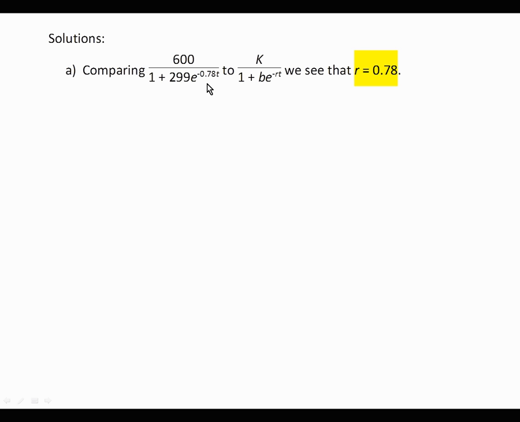Okay, our solutions. Comparing this function, 600 over 1 plus 299 e to the negative 0.78 t, to the standard one, k over 1 plus b e to the negative rt, we're going to see that r is 0.78. So your exponential growth rate is 0.78.